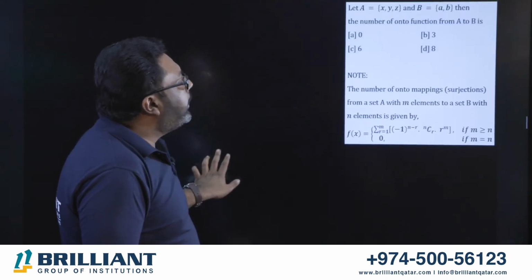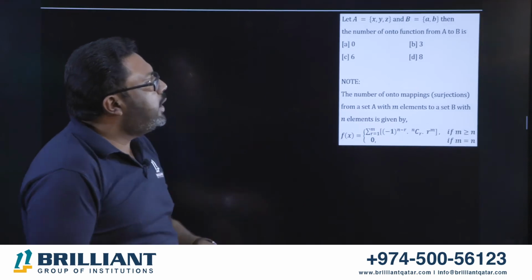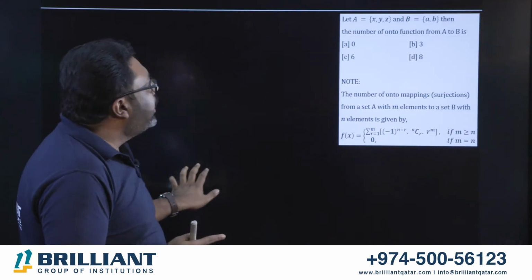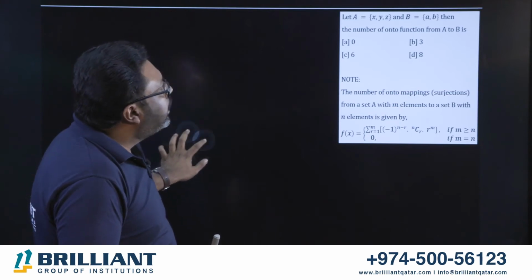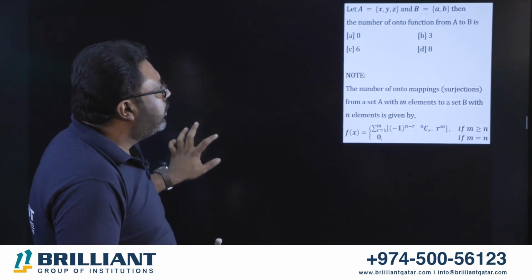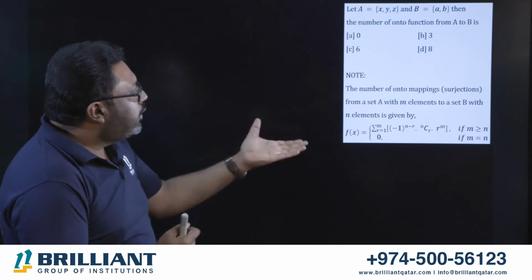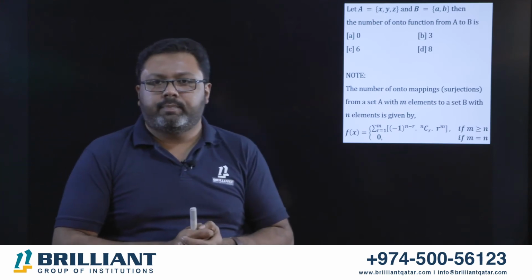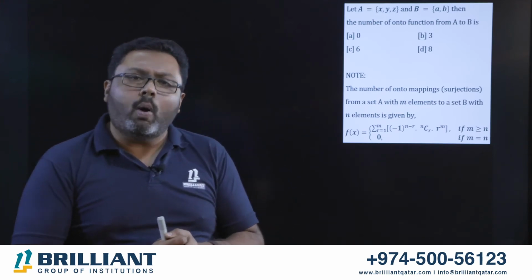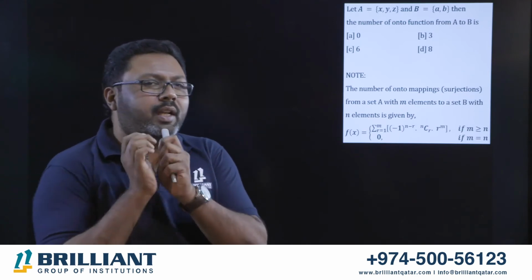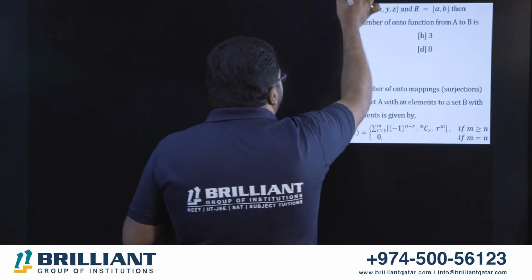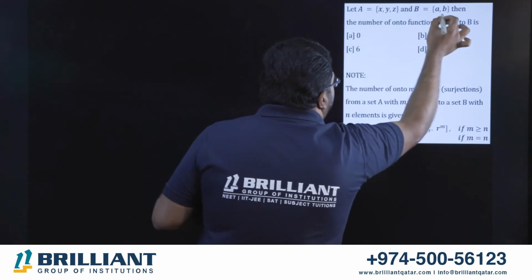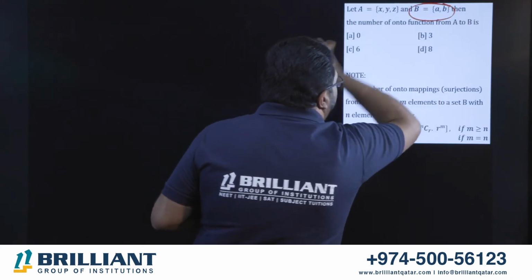Number of onto mappings. We learned the number of 1-1 mappings. We learned the number of bijective mappings. Now we are going to learn the number of onto mappings, all of you. How to do onto mappings? The formula is a little bit complicated. So I want you to listen very carefully to this. I would always suggest that you learn a situation where the second set has only 2 elements.